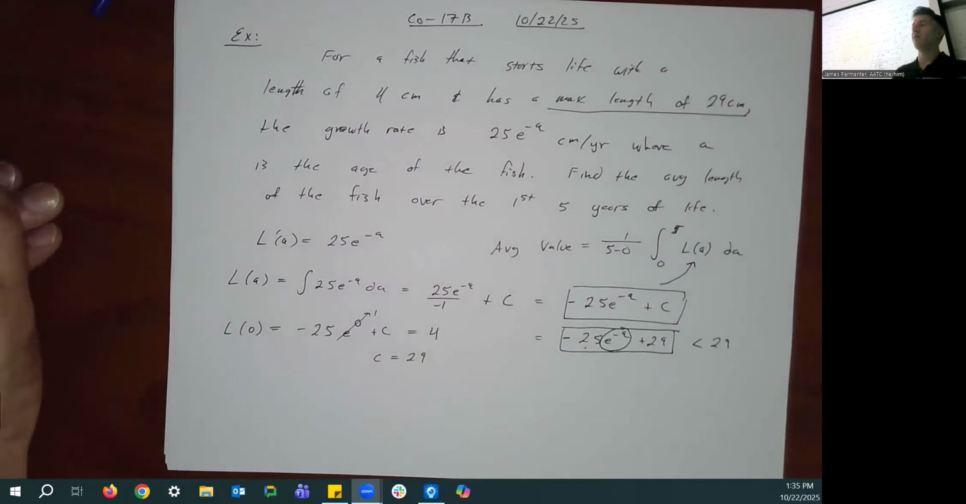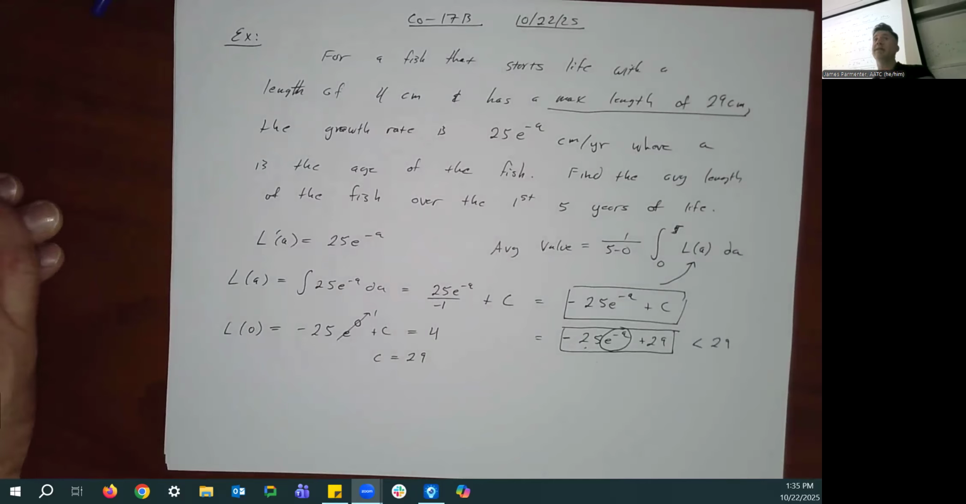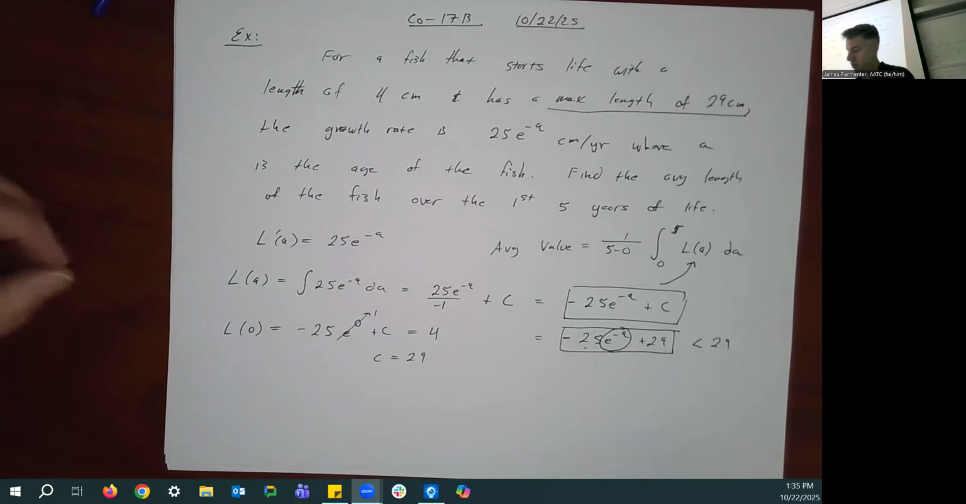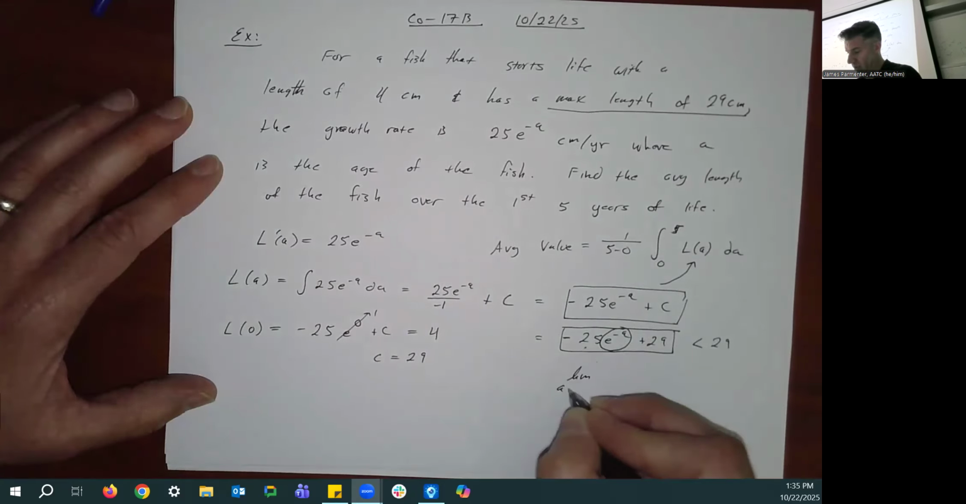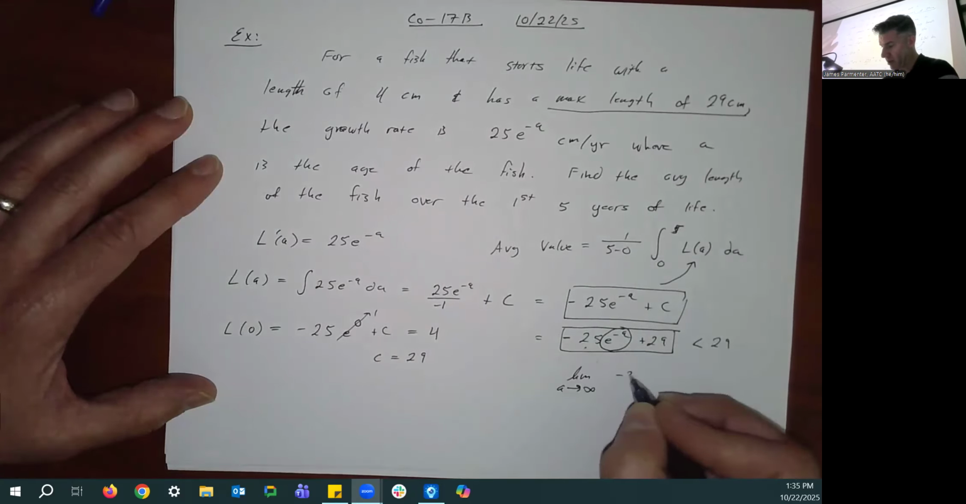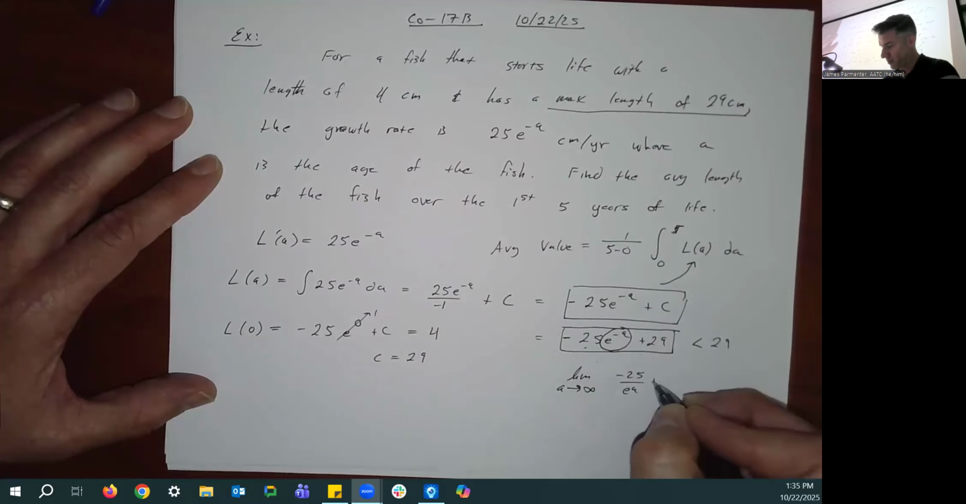I think a better way of saying that would have been to say, if you take the limit as a goes to infinity, the length of the fish gets closer and closer to 29 centimeters. You let the limit, just a goes to infinity of negative 25 over e to the a. It's a nicer way to write that.